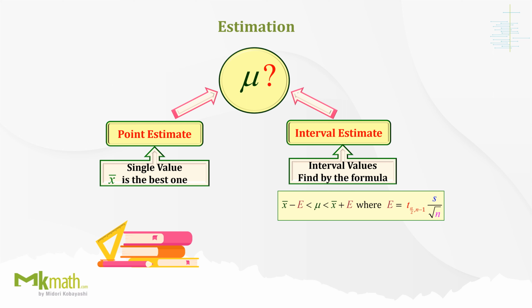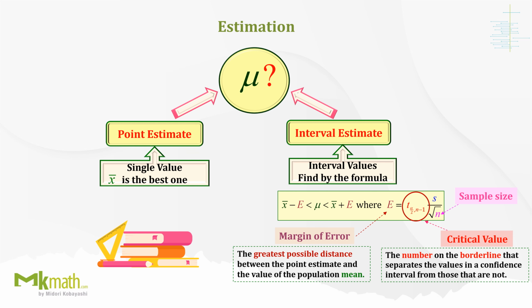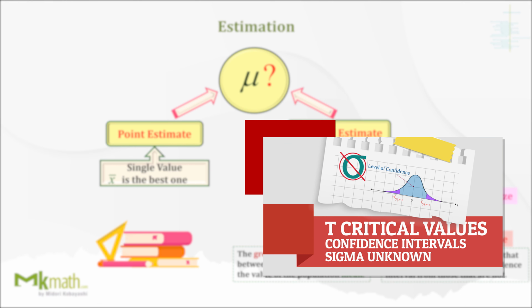E stands for the margin of error. In the formula, we can find the sample standard deviation S and size n easily in the question. As for finding t-critical values, we use the t-table. If you need more practice finding t-critical values, please watch a separate video called Finding T-critical Values for Confidence Interval Sigma Unknown.